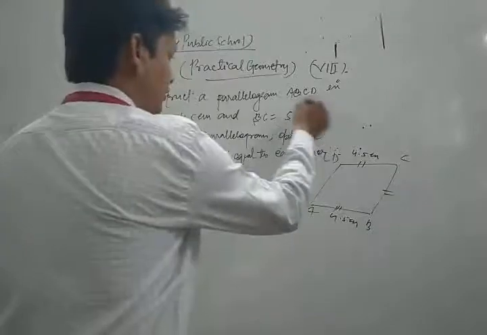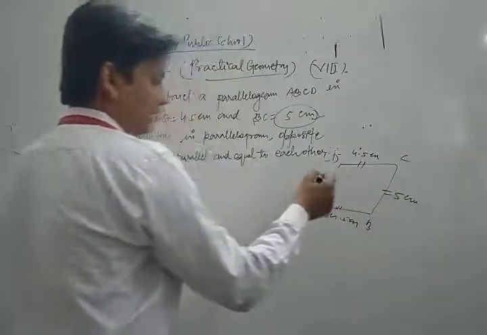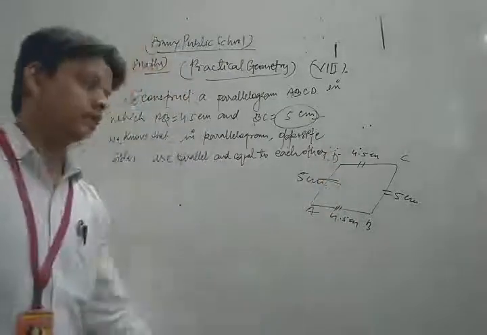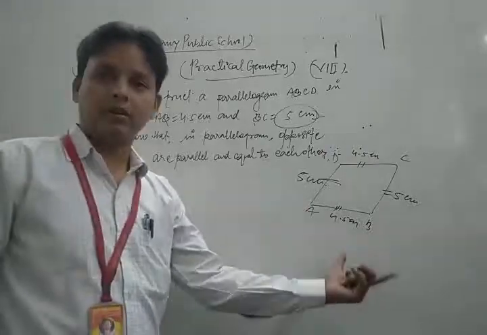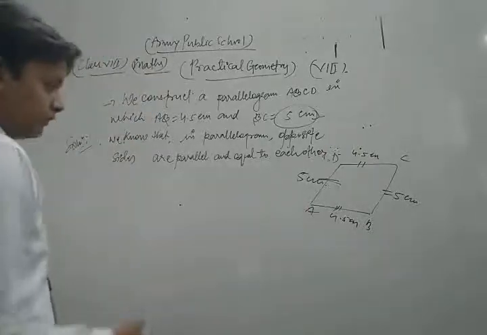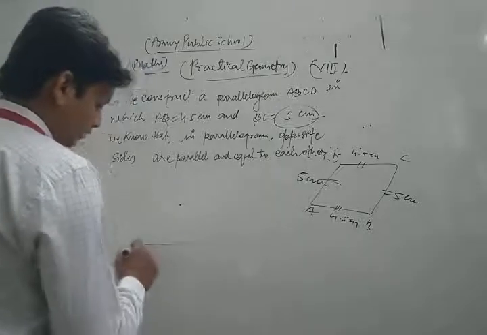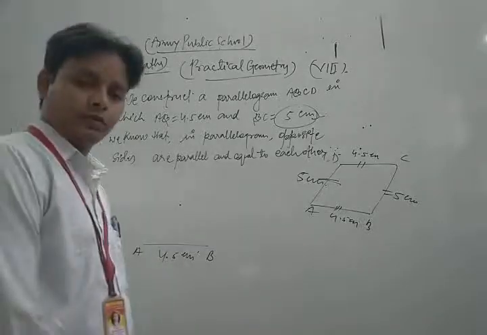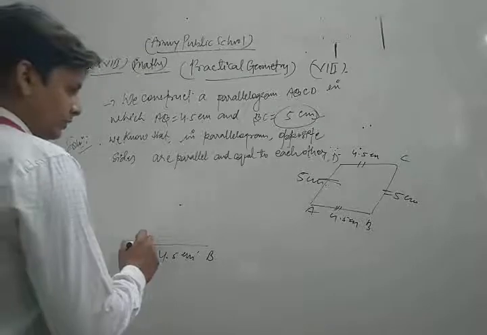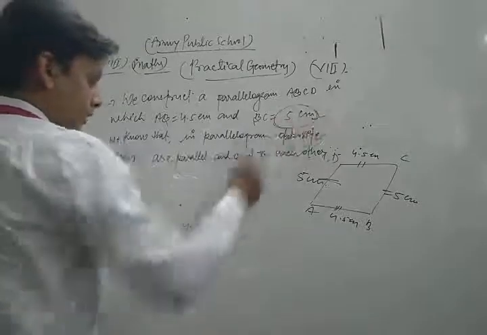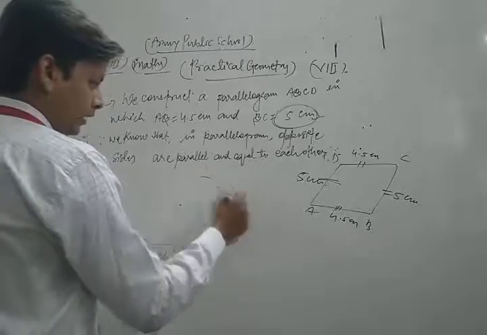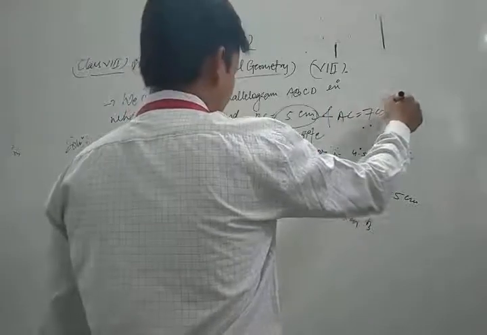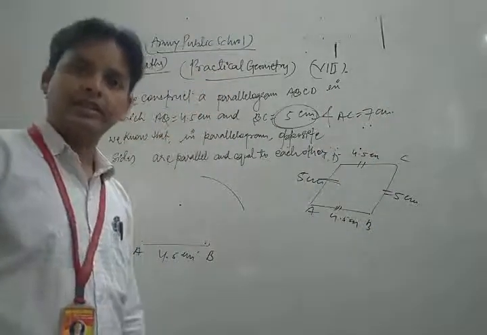Same as BC is given as what? 5 centimeter. So AD is also 5 centimeter. So using that concept, you construct that parallelogram. First of all, in first step, we draw a line segment equal to 4.5 centimeter. Then we take B as center and distance equal to 5 centimeter, cut an arc in this way, and one of its diagonals AC is also given as 7 centimeter.